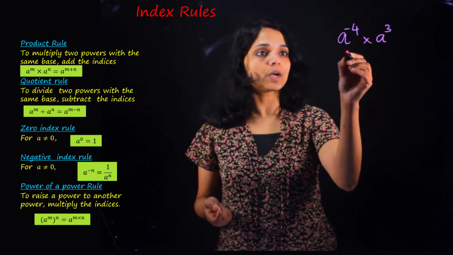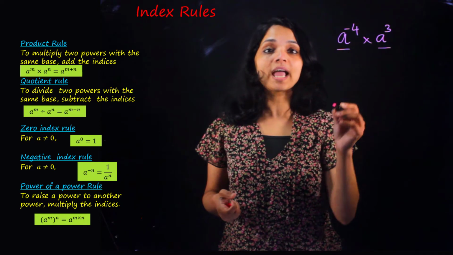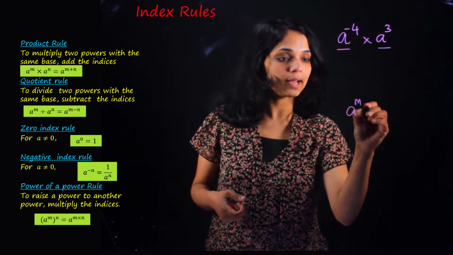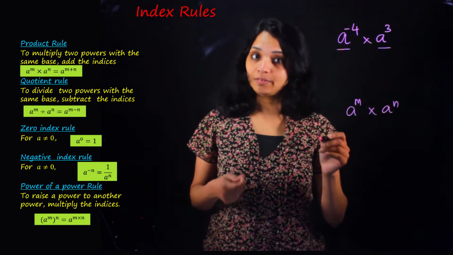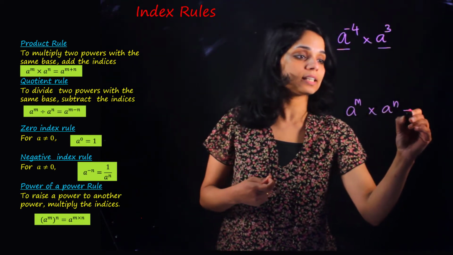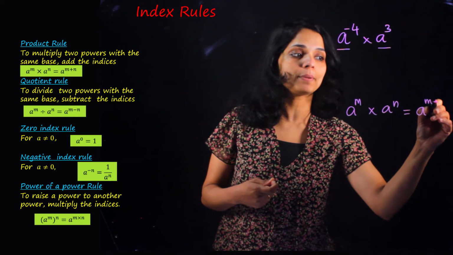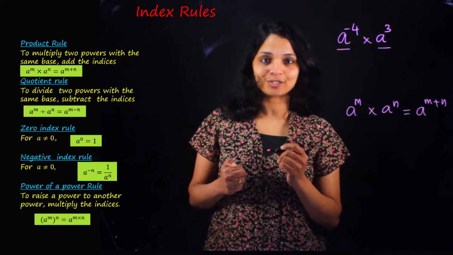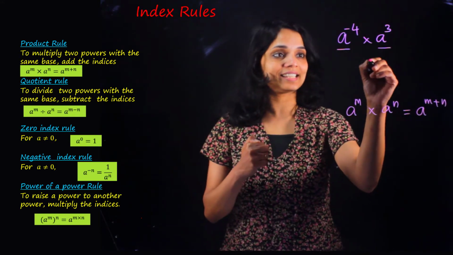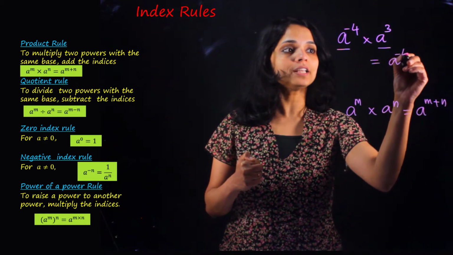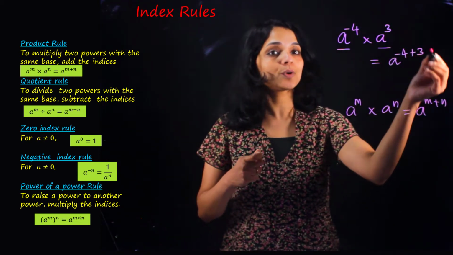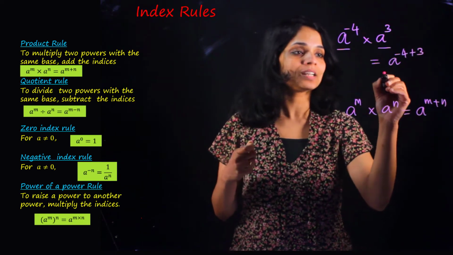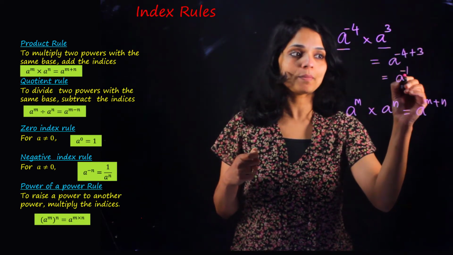So this is of the form a to the power m times a to the power n, even though m is a negative index. This is nothing but a to the power m plus n using the product rule. So this is a to the power minus 4 plus 3. Now you all know what minus 4 plus 3 is. It's minus 1. So that equals a to the power minus 1.